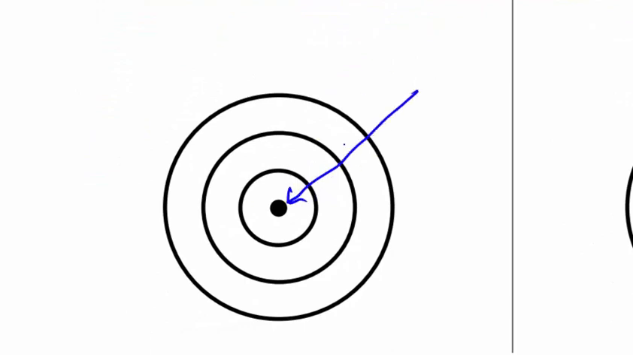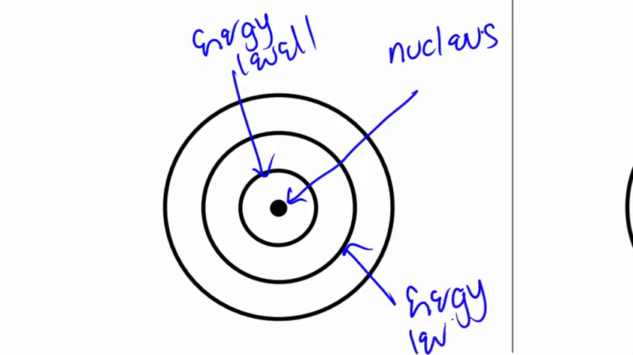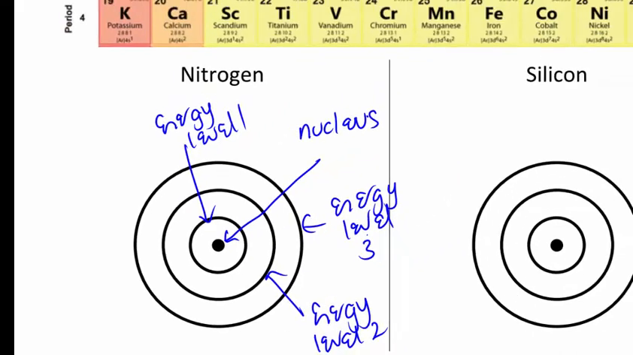Now if you look at the diagram down here, you can see how that's pictorially represented. So in the middle here we have the nucleus, and the nucleus holds the protons and the neutrons. So around the nucleus is where we have the electrons orbiting. So this is energy level 1, and then we have energy level 2, and energy level 3. There are, of course, more than 3 energy levels, but that's what's shown in that diagram.